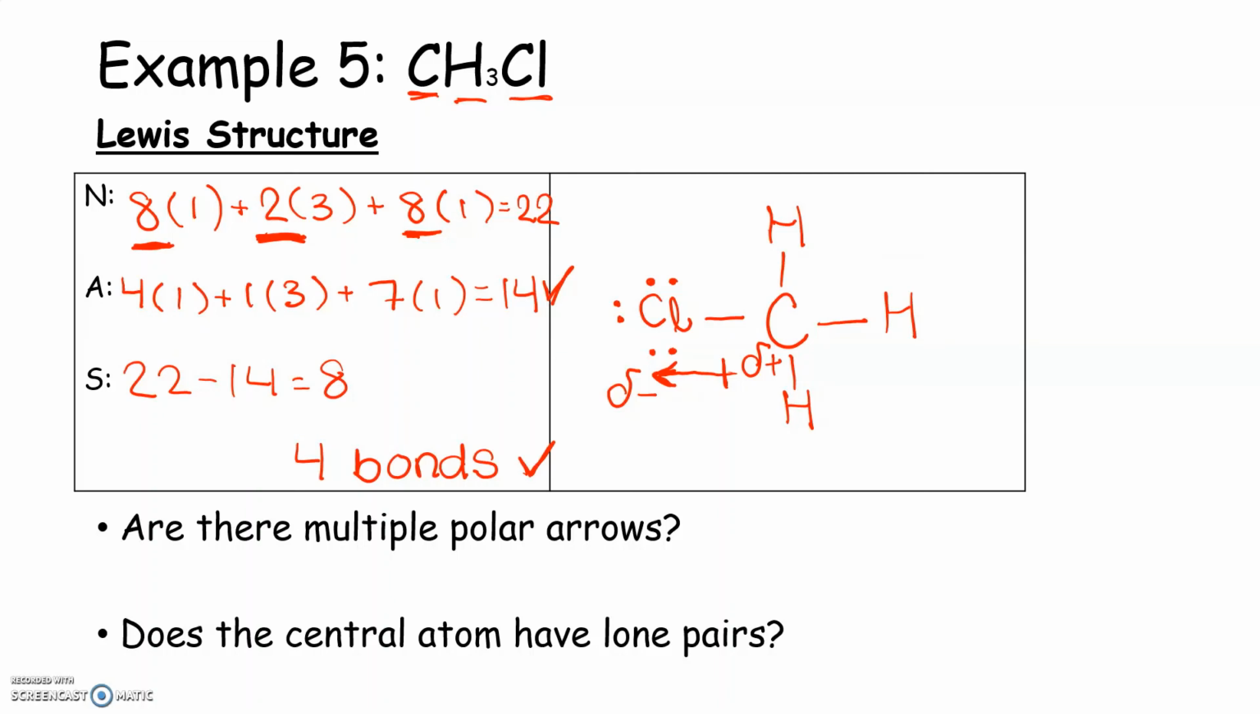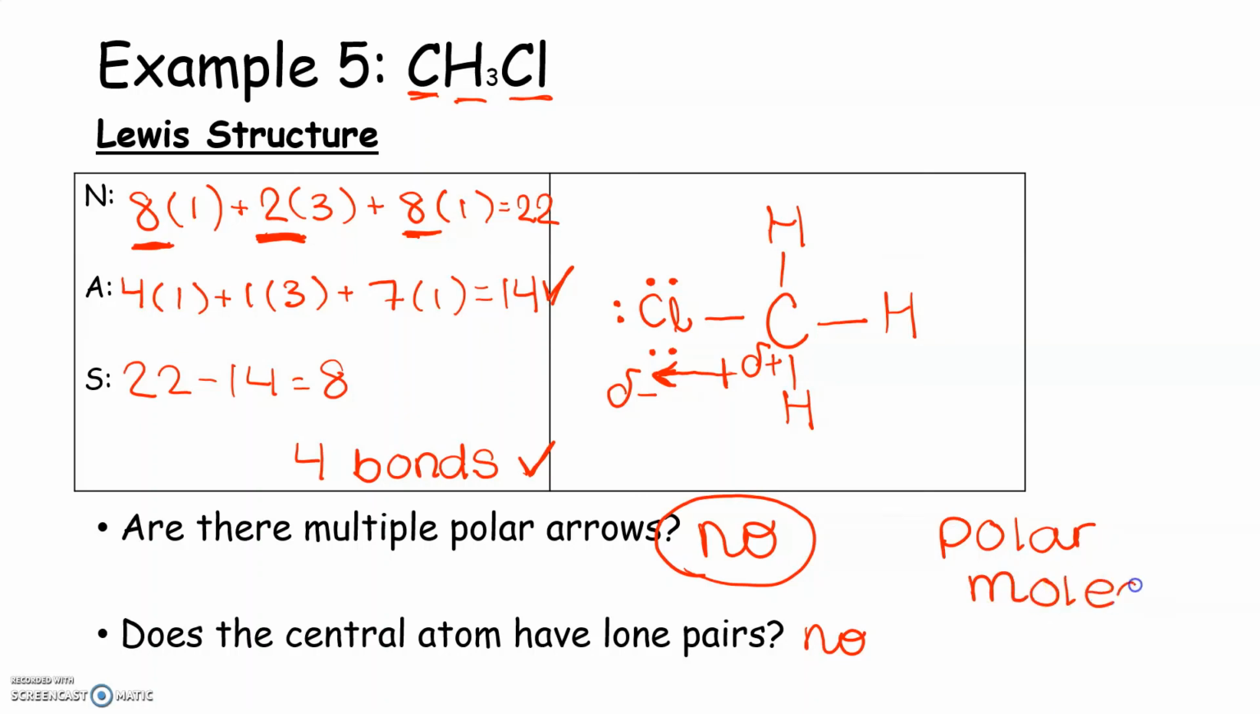So now let's answer these questions. Are there multiple polar arrows? Well, no, there's only 1 polar arrow, and that's going towards chlorine. Does the central atom have lone pairs? No, but it doesn't matter. Because there's only 1 dipole arrow, that means that this is a polar molecule. The central atom with lone pairs only applies if there's more than 1 dipole arrow.